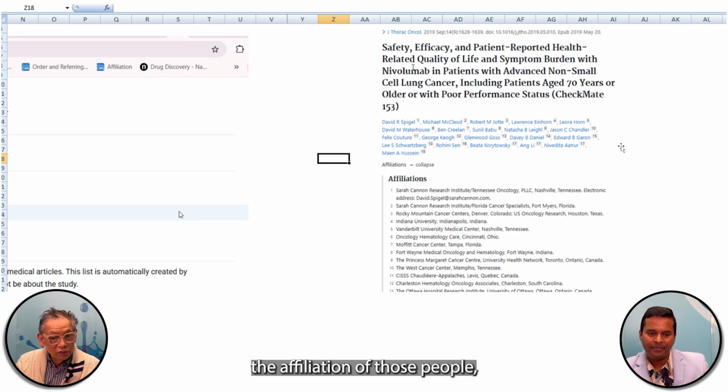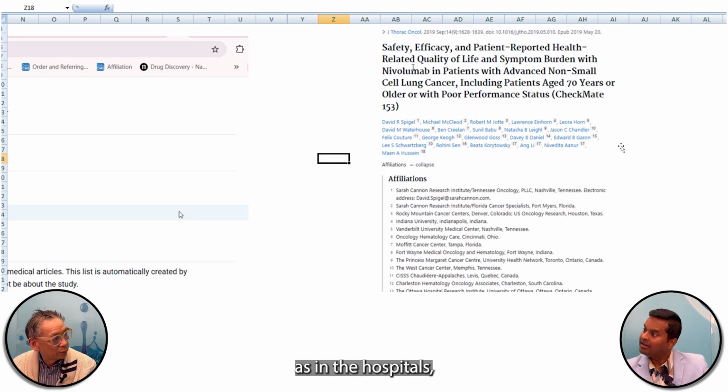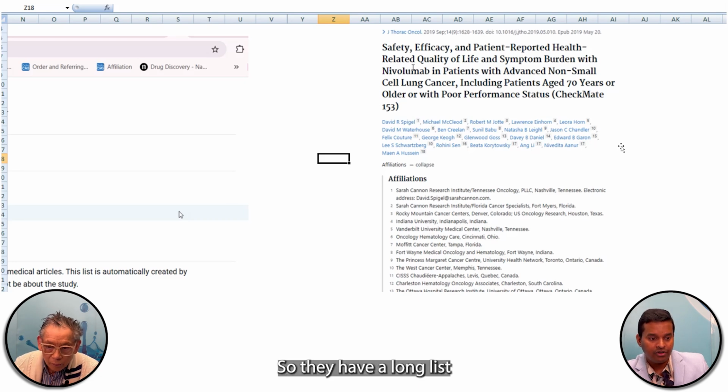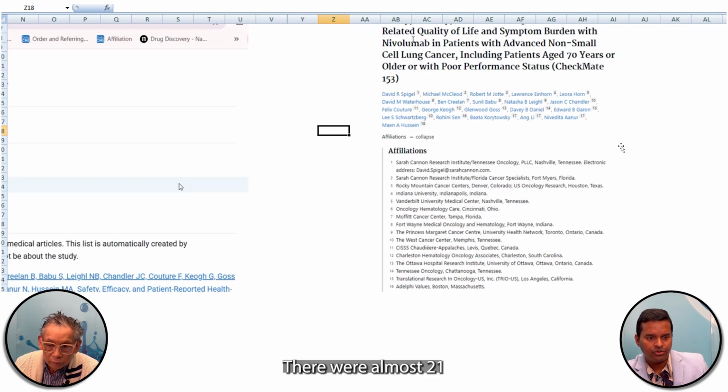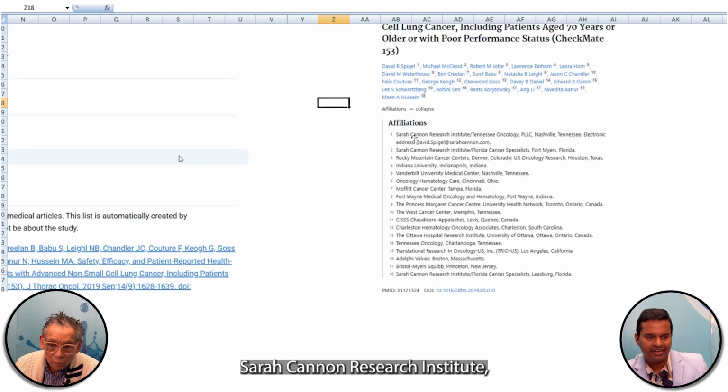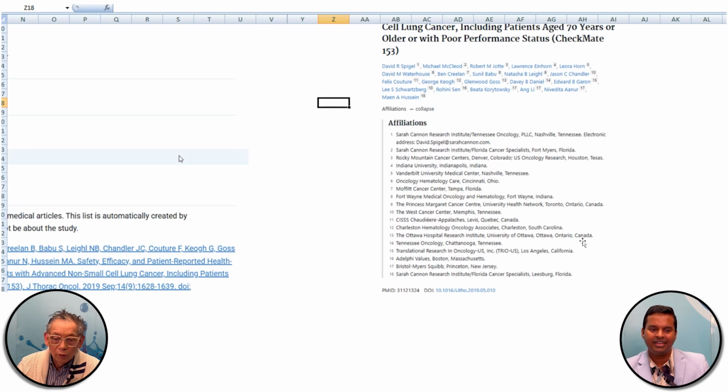And then we have the affiliation of those people, as in the hospitals or universities they're affiliated with. They have a long list of affiliations here. There were almost 21 people, including people from BMS as well. Then there's Sarah Cannon Research Institute, Rocky Mountains, Vanderbilt, Moffitt in Florida. So it even spans across Canada, outside of the US.